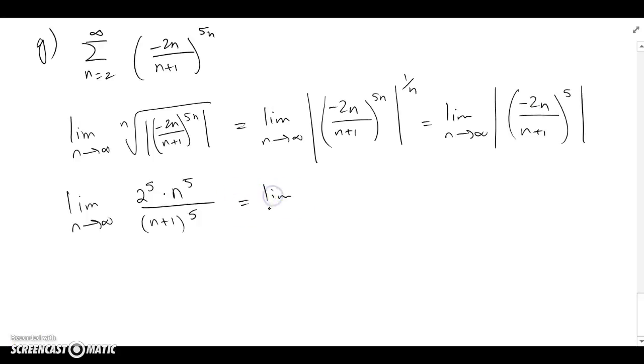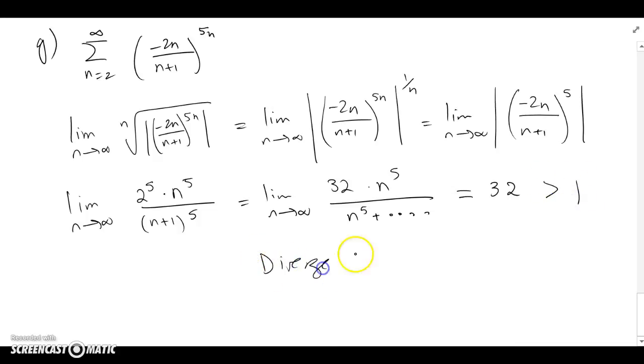So now I've got the limit as n goes to infinity of 32. I've got n to the 5th, and down here too I'm going to have n to the 5th plus some other terms, so same degree on top and bottom. That means the limit goes to 32, and since this is greater than 1, this thing is going to diverge by the root test this time.